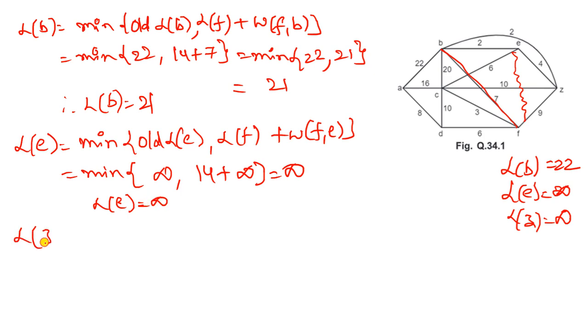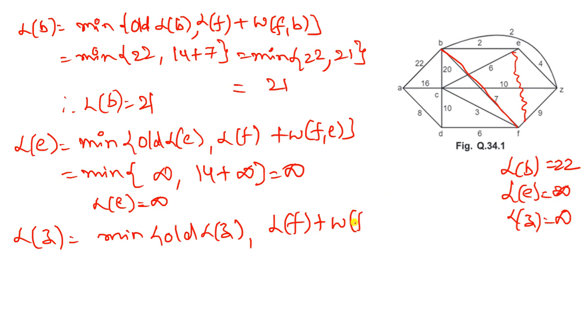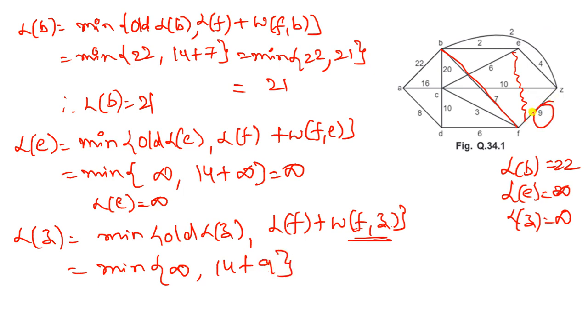So still L of E is equal to infinity. Next come to the L of Z, that is minimum of old L of Z comma L of F plus weight between F comma Z. Okay, so the old LZ value is still infinity and L of F is 14 plus F to Z. F to Z is 9. So path is there. See, F to Z path is there. So the value is 9. So what is the value of 14 plus 9? Minimum of infinity, 14 plus 9 is 23. So L of Z is equal to 23.